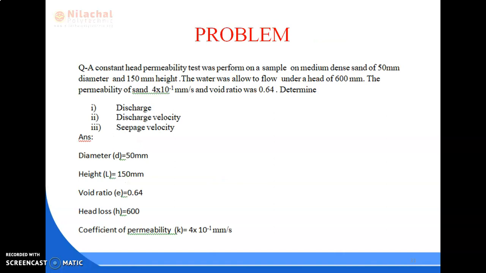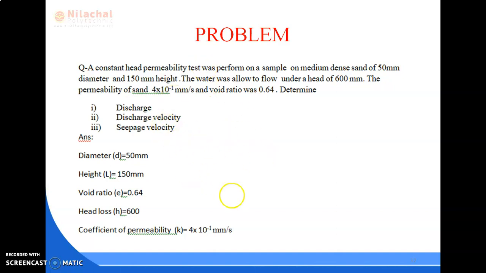So let us solve a problem based on this formula. A constant head permeability test was performed on a sample of medium dense sand of 50 mm diameter and 150 mm height. The water was allowed to flow under a head of 600 mm. The permeability of sand is 4 into 10 to the power minus 1 mm per second, and void ratio was 0.64. So determine discharge. Second is discharge velocity. Third is seepage velocity. So this is the total question.